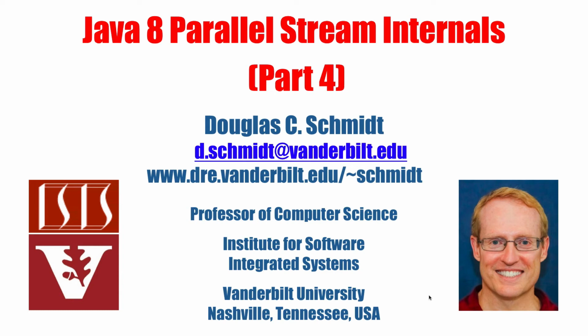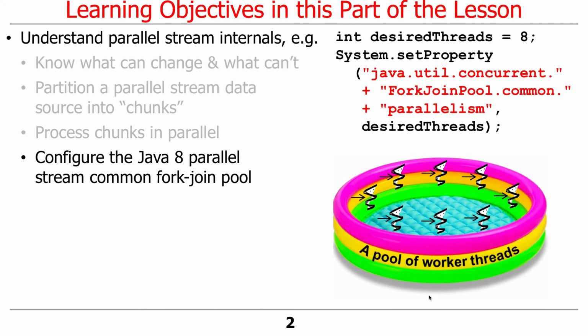All right, so we talked a bit about how to process chunks independently in parallel, right? So each chunk runs sequentially, but we run a bunch of sequential chunks in parallel, so we get a speedup. Now we're going to talk about some other aspects of fork join pools.